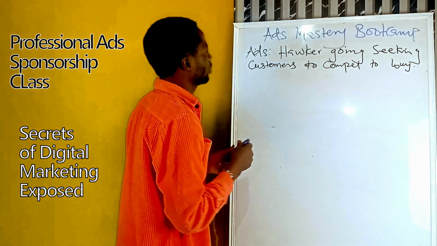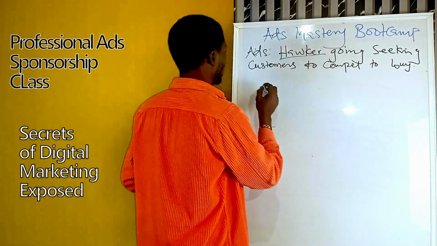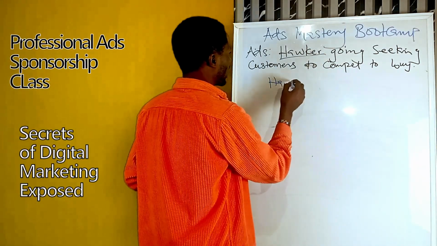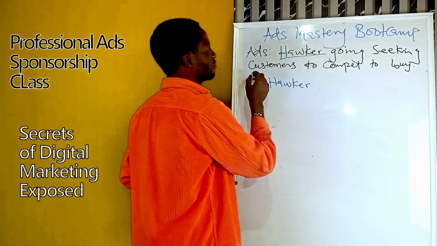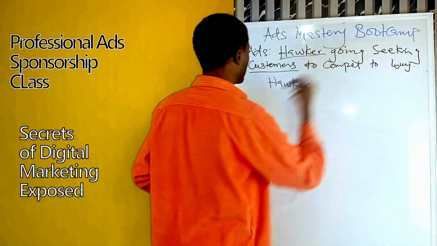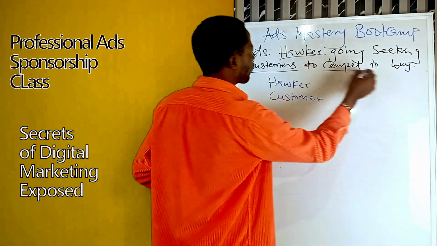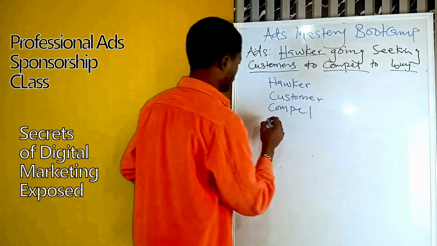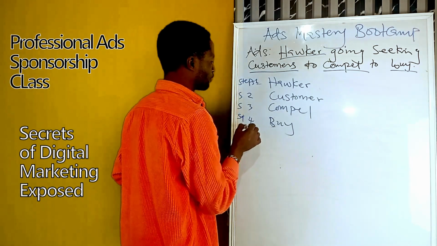Now look at something. Number one, we have a hawker. I want to show you how this relates to digital marketing. Number two, we have customer. I don't want to go with seeking for now, okay? Or people, anyone. Then you have compel. Lastly, you have buy. These are steps. So you have step one to step four.